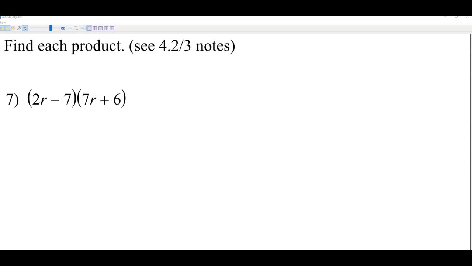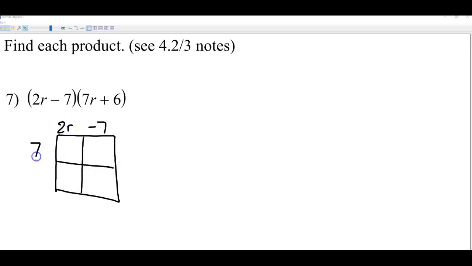Switching gears here into multiplication. Notice that there's nothing between the parentheses this time. That means we're multiplying. The way that I talked about multiplying in our class was using a box to do so. We have 2r minus 7 multiplied by 7r plus 6. We're going to multiply to fill in this box, and as you multiply to find this box, we're going to multiply the one above it and to the left of it.